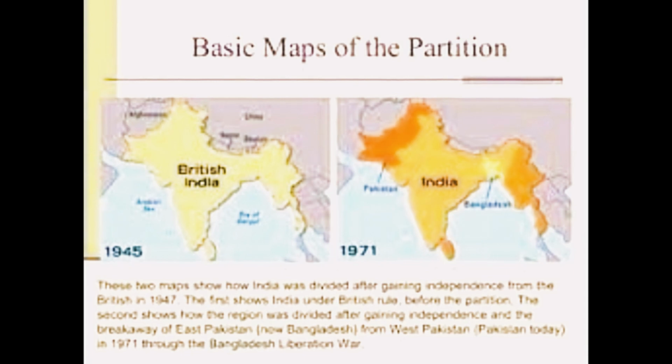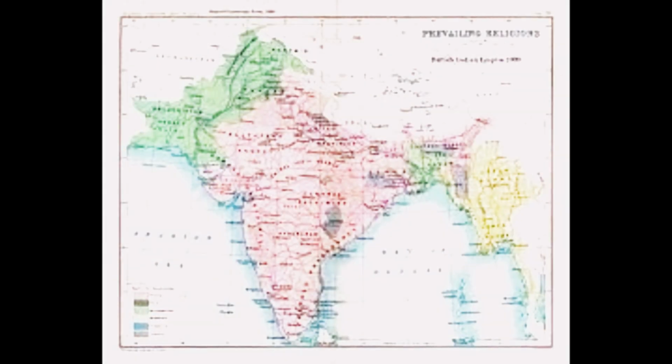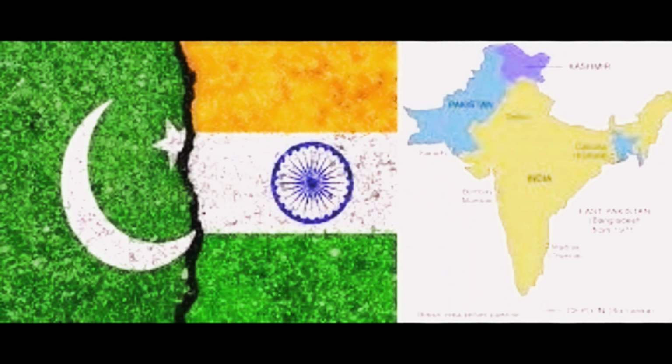Why was British India partitioned? In 1946, Britain announced it would grant India independence. No longer able to afford to administer the country, it wanted to leave as quickly as possible.